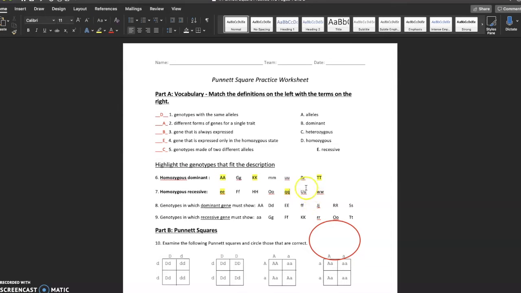This one is out because it's hybrid. We have 1 of each. But this last one is also homozygous, 2 of the same, and both recessive.